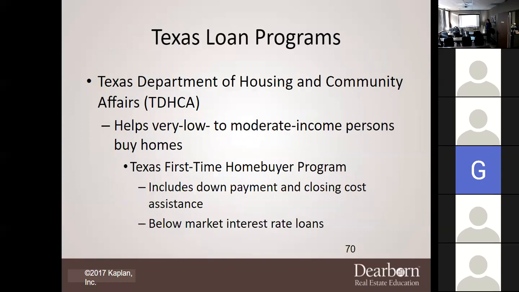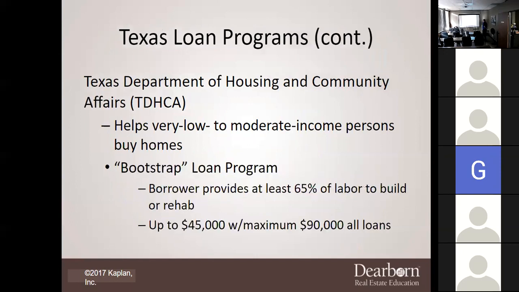There's also the Texas Department of Housing and Community Affairs. These individuals help very low to moderate income persons buy a home. This program is often the Texas First Time Home Buyer Program, and it includes down payment and closing cost assistance, below market interest rates as well. Okay. These again also help, like you said, the low and or very low and moderate income persons in regards to what's called the bootstrap loan program. It's where the borrower provides at least 65% of the labor to build or rehab, and it's up to $45,000 with a maximum of $90,000 on all loans.